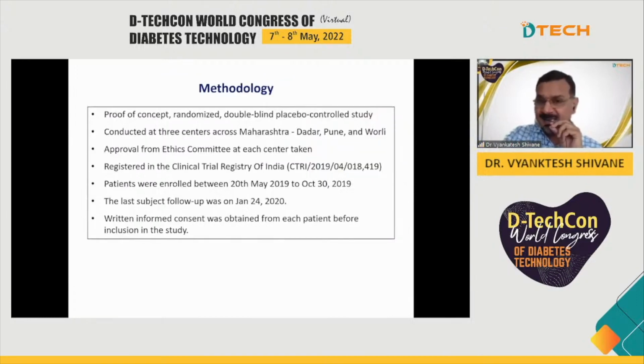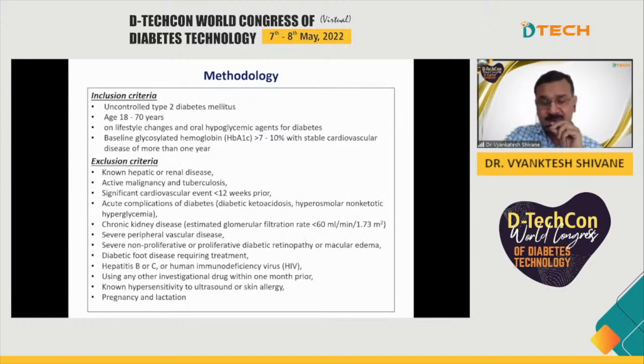There were three centers selected, two in Mumbai, Dadar and Worli, and one in Pune. Ethics committee approval was taken. The trial was registered with the Clinical Trials Registry of India, and the patients were recruited in the year 2019. Written informed consent was obtained from all the patients. Uncontrolled type 2 diabetes patients aged 18 to 70 years, who were on stable oral hypoglycemic drugs for a duration of more than 3 months, were selected.